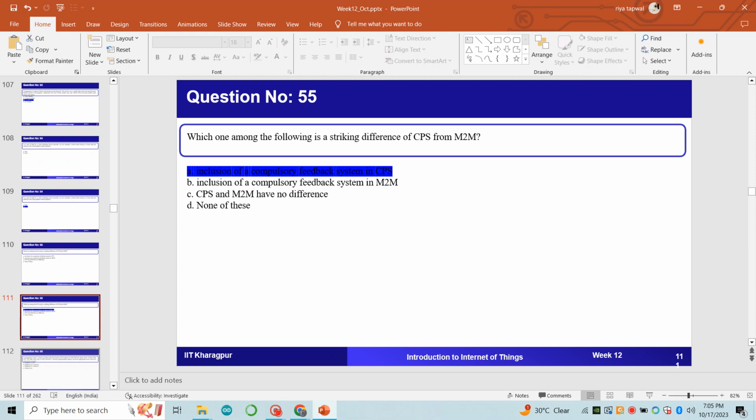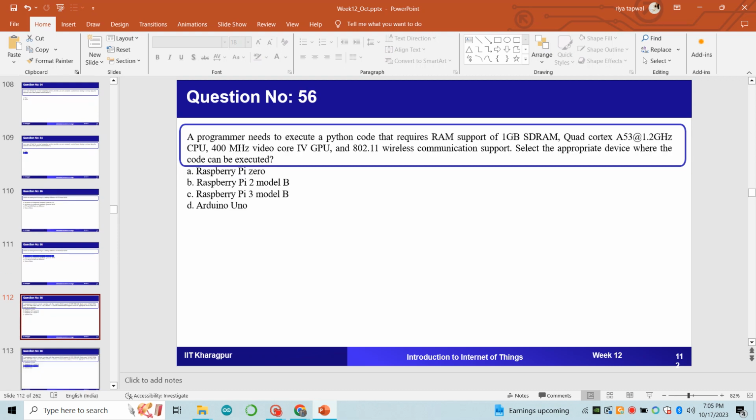Yes, the correct option for this is A. That is, in case of CPS, there is an inclusion of a compulsory feedback system.